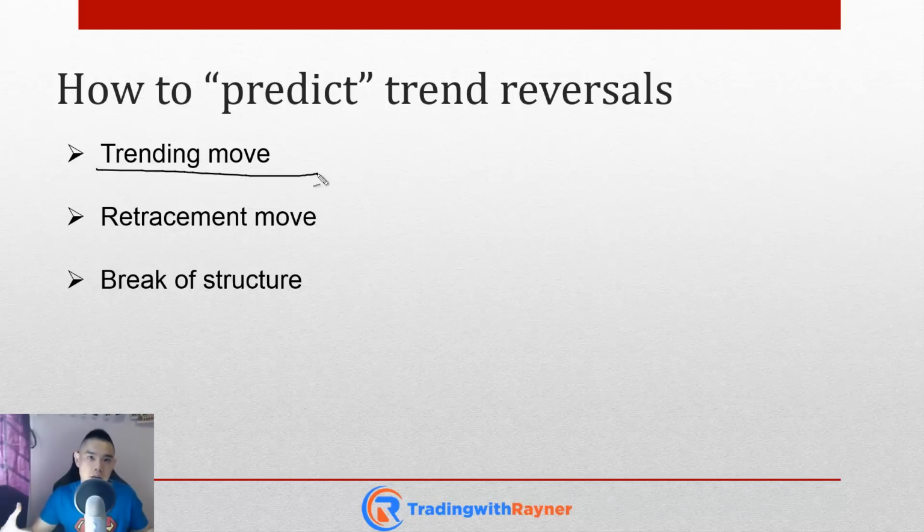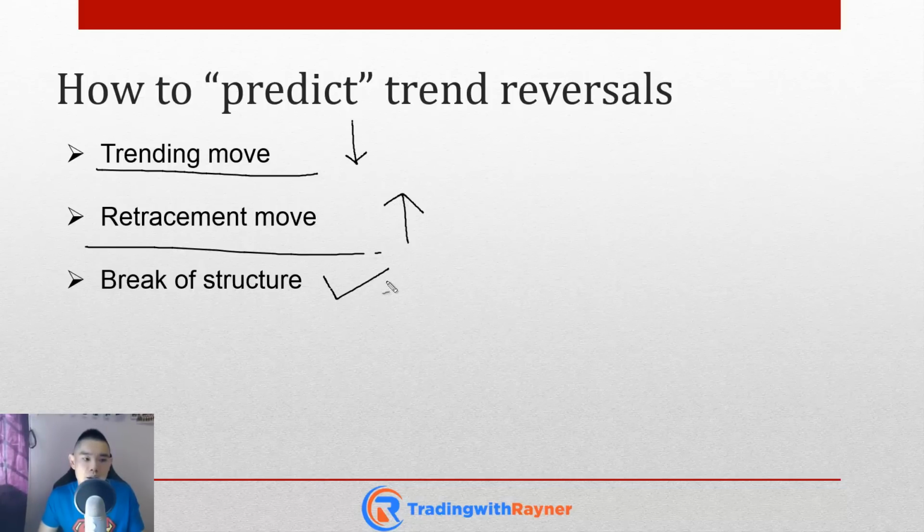It won't be as large as how it usually would be. Trending move gets smaller. Retracement move gets larger. Okay, so let me just put some arrow. Okay, trending move gets smaller. Retracement move gets higher, and the break of structure, right, you see that there is a break of structure.